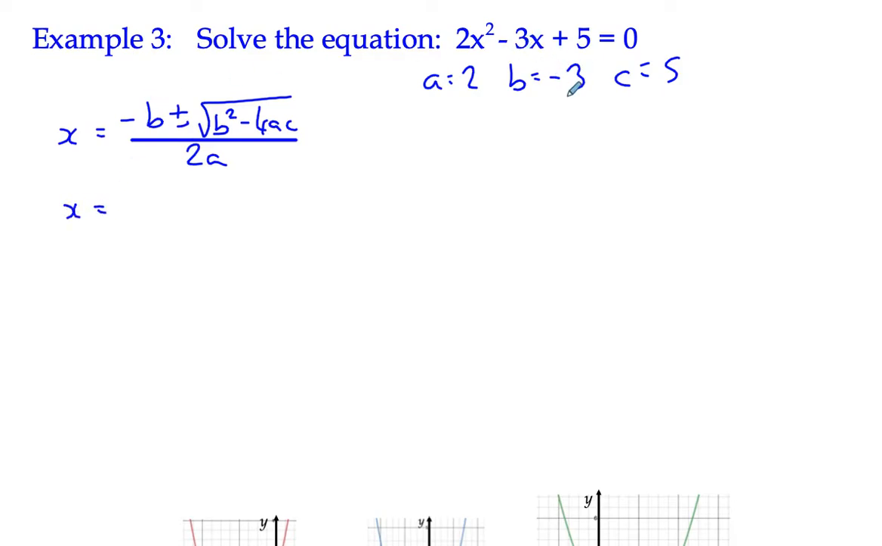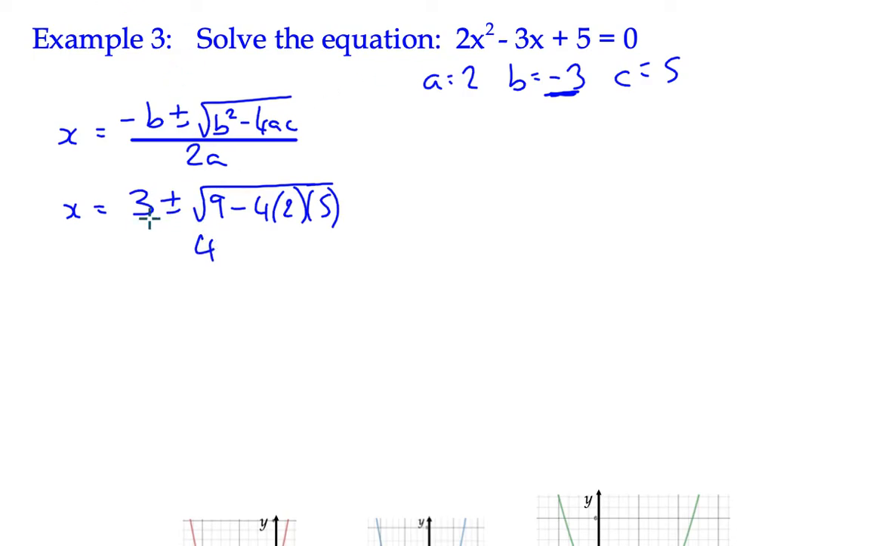What have we got? Negative b, well, negative 3 with the sign flipped is positive 3, plus or minus the square root of, now b squared, negative 3 squared is positive 9. I tend to write that one down by inspection, although you could write brackets negative 3 squared. Negative 3 squared is positive 9 minus 4 times 2 times 5, and all over 2 times 2 is 4. I'm just going to write that down.